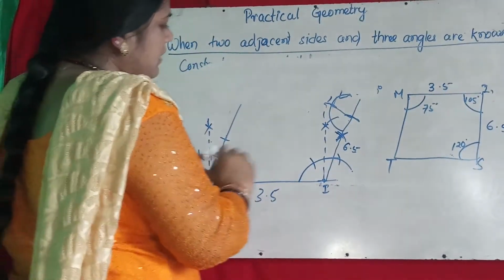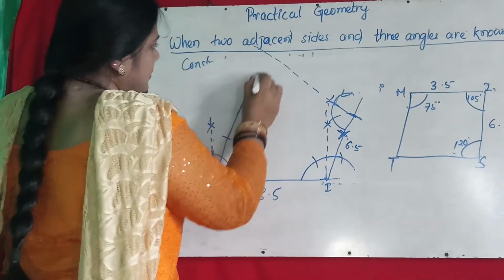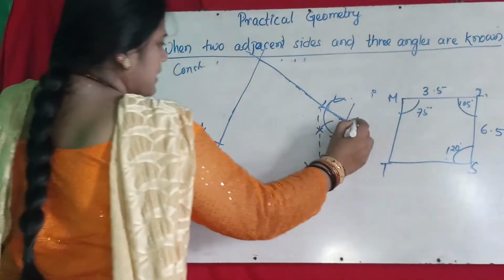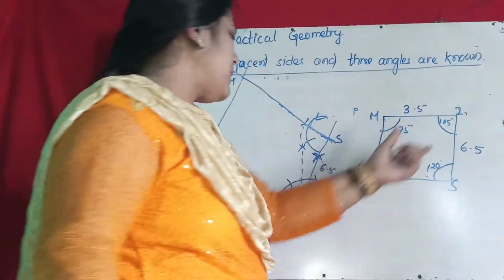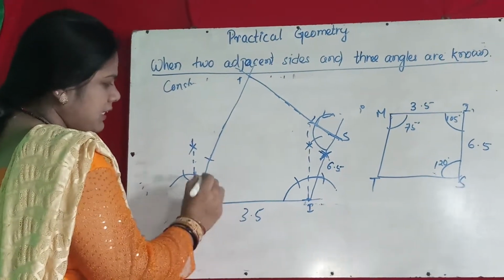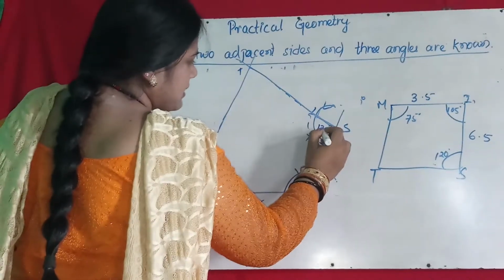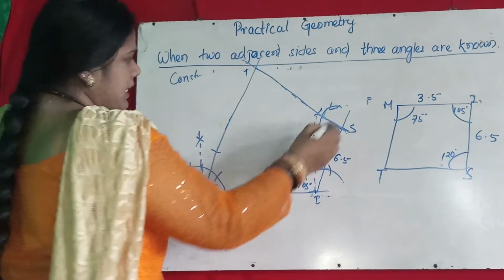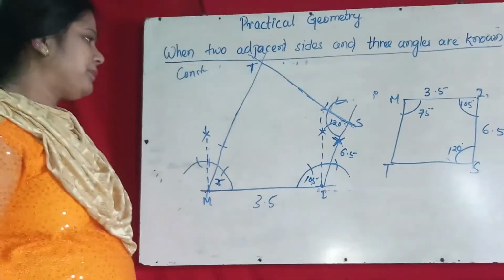So here 120 degree. You just extend this, and here also you extend this. This is your required quadrilateral MIST. So first we take MI as a base, at M 75 degree, at I 105 degree, at S 120 degree, here 6.5, then you join MIST. This is the required quadrilateral.